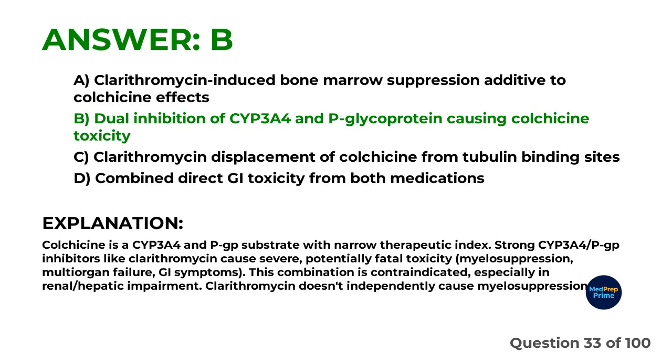Correct answer B. Colchicine is a CYP3A4 and PGP substrate with narrow therapeutic index. Strong CYP3A4 PGP inhibitors like clarithromycin cause severe, potentially fatal toxicity, myelosuppression, multi-organ failure, GI symptoms. This combination is contraindicated, especially in renal hepatic impairment. Clarithromycin doesn't independently cause myelosuppression at therapeutic doses. The mechanism is pharmacokinetic inhibition, dramatically increasing colchicine exposure, not pharmacodynamic or displacement effects.